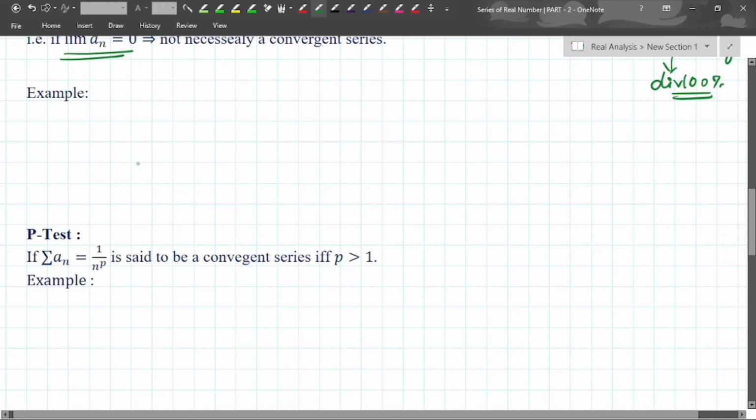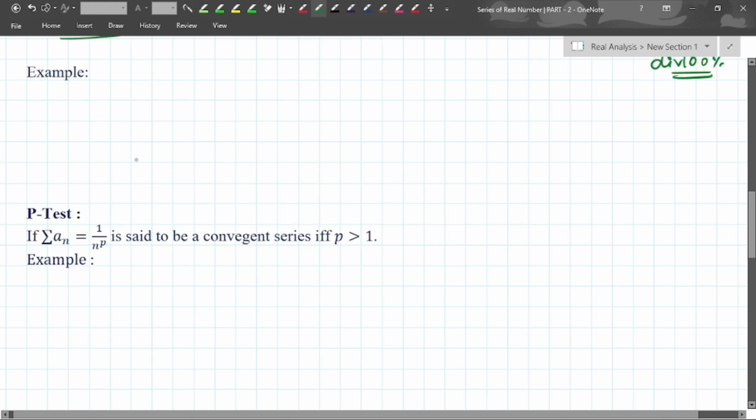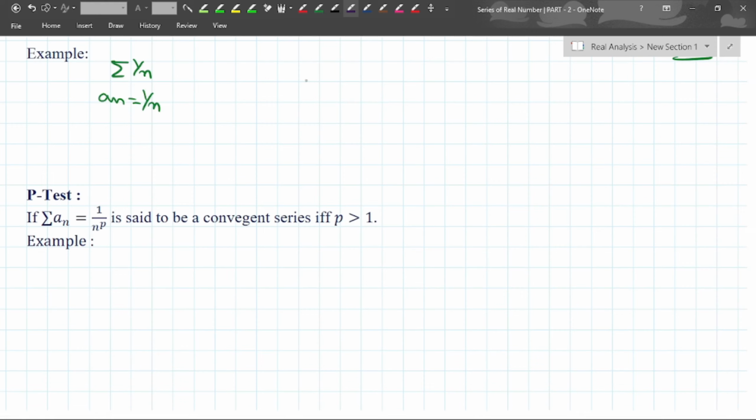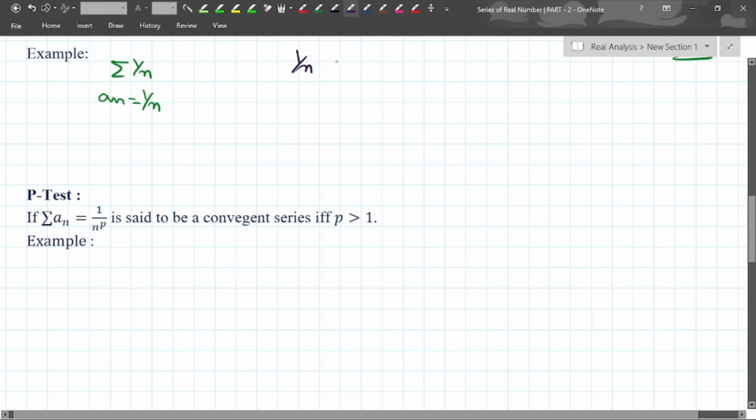We'll take an example. Let's say we have the summation of 1 by n, where an is nothing but 1 upon n. Now we will find the limit. The limit as n tends to infinity of 1 by n is nothing but 0. And from here we can also say 1 by (n+1), as n tends to infinity, will also go to 0.